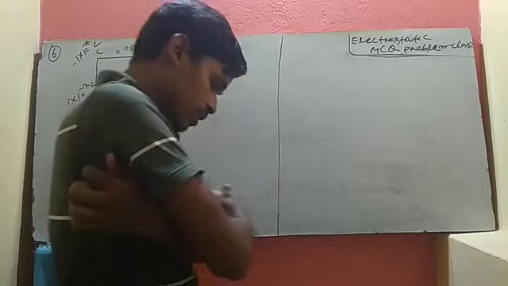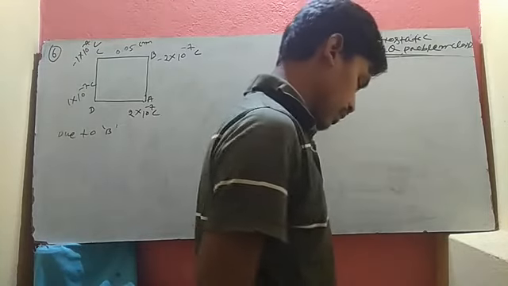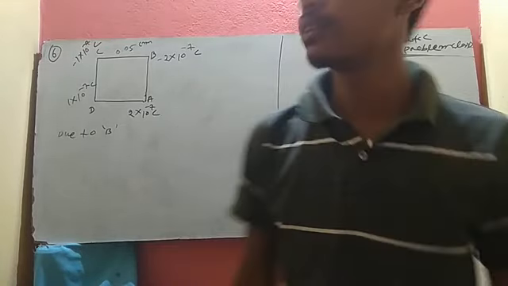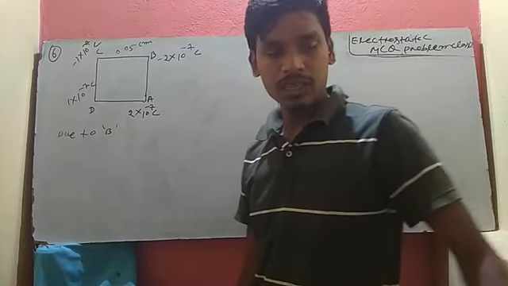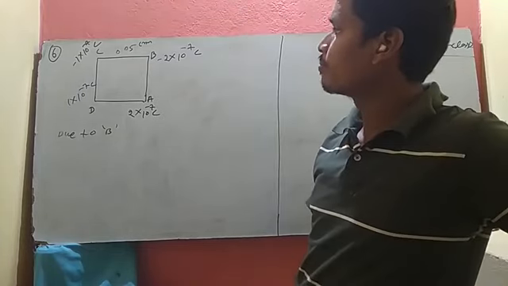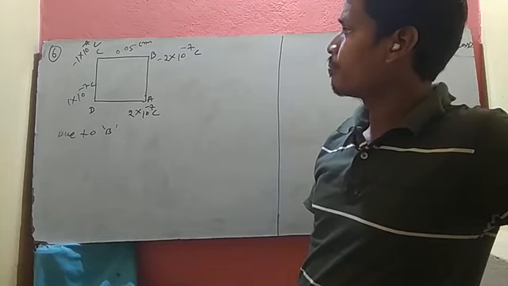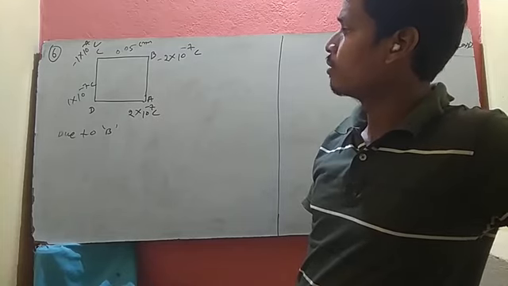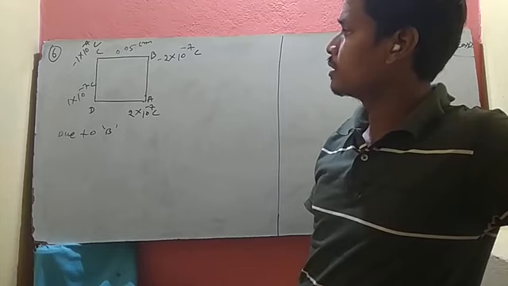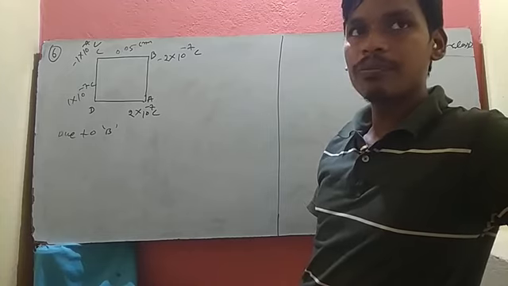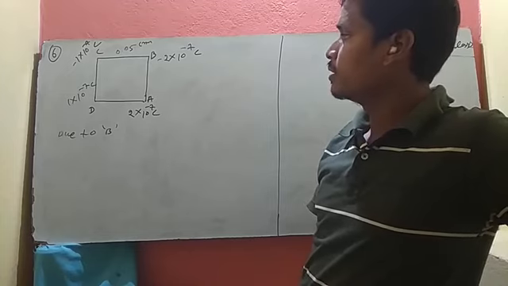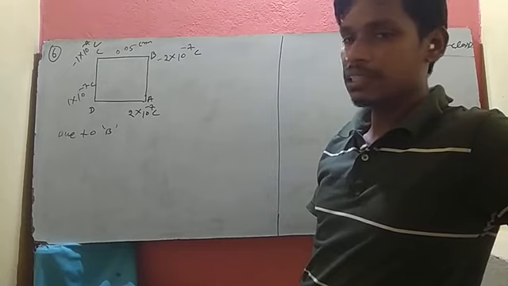One student has a doubt in question number 6. A square ABCD is given, with vertices A, B, C, D. We already know that in a square AB equals BC equals CD equals DA. All sides are equal, and the angle between two adjacent sides is 90 degrees.